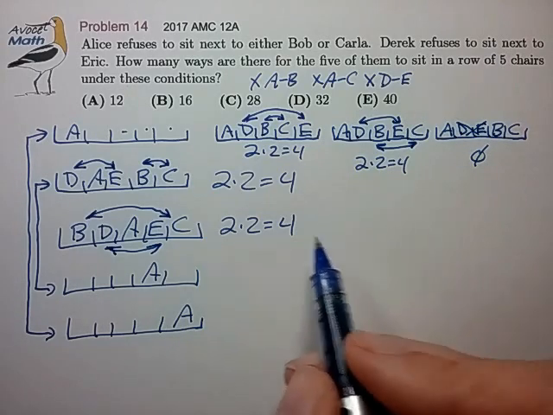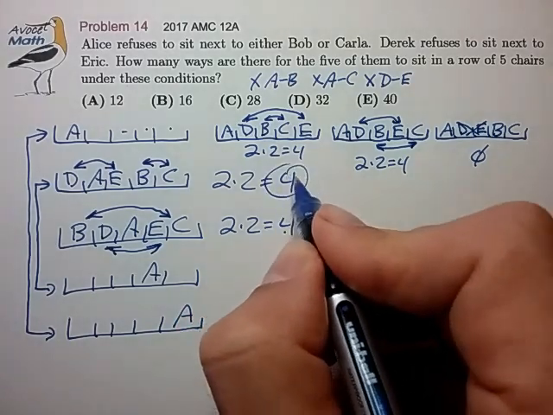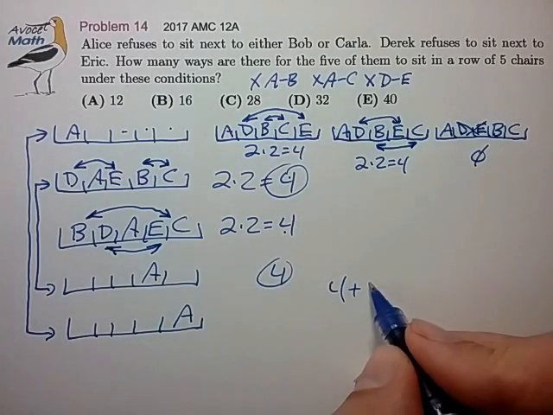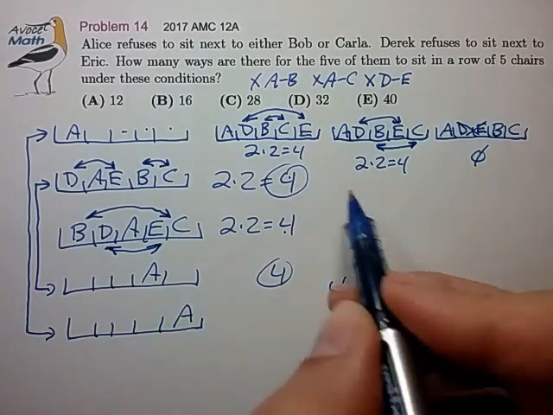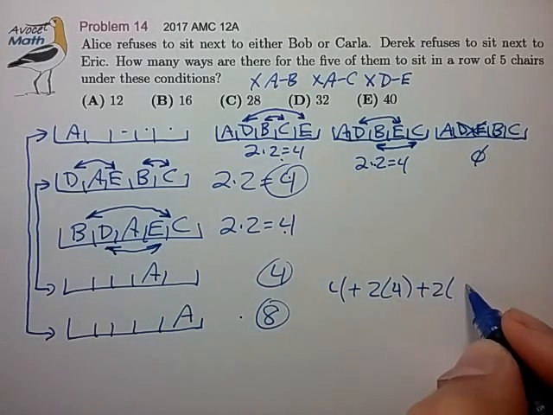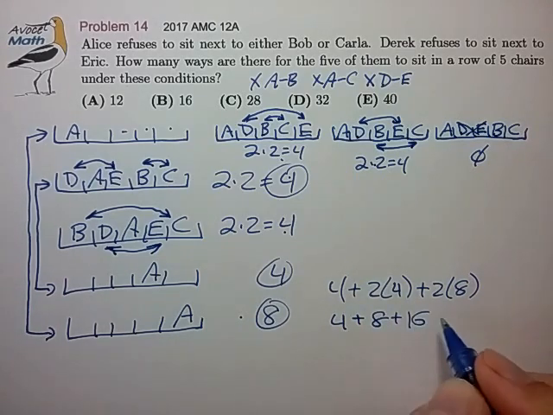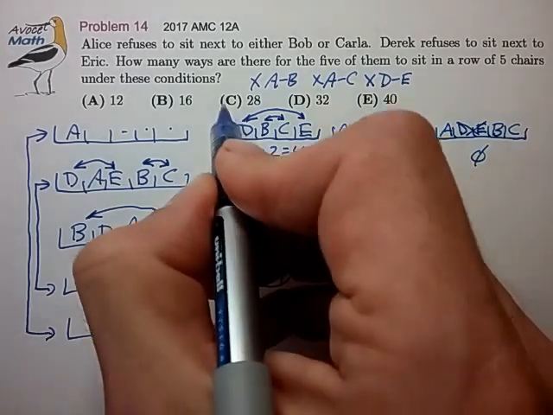So let's add them all up. We have 4 plus 2 times 4 plus 8 times 2, 4 plus 8 plus 16, 28 for choice C.